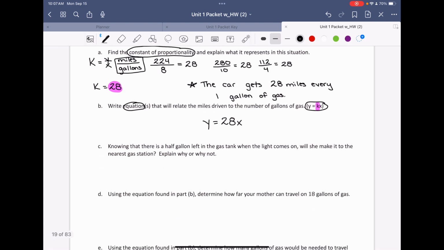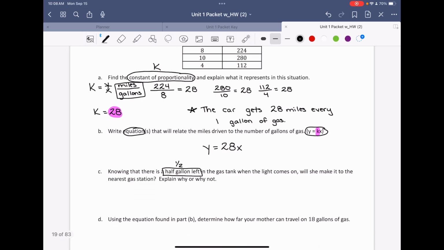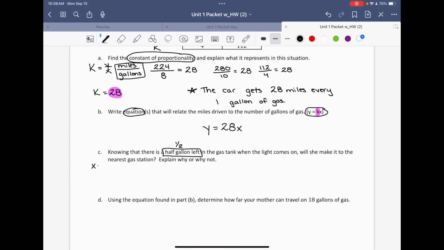Part C. Knowing that there is half a gallon left in the gas tank, will she make it to the gas station? So in order to figure this out, we're going to find out how far they can go with that half gallon of gas. Half a gallon would be 1/2 or 0.5. And we know, based on our chart up here, that gallons has to do with our X variables. That means that we're going to take 1/2 and plug it in for X in our formula.